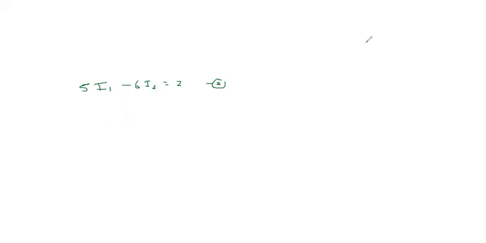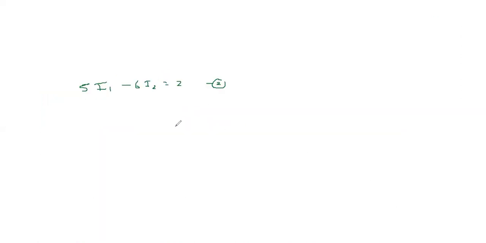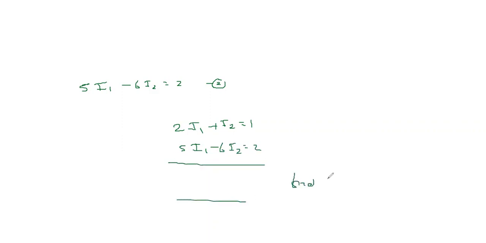So what is the first equation? 2I1 plus I2 is equal to 1. And the second: 5I1 minus 6I2 is equal to 2. Solve these two equations. Find the values of I1 and I2.